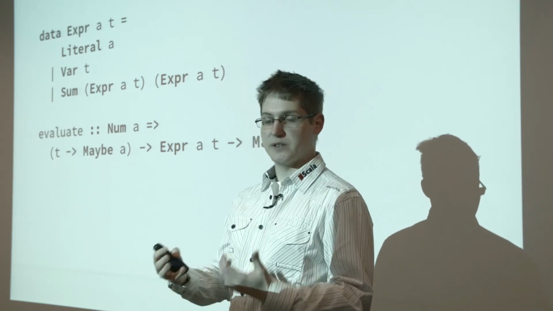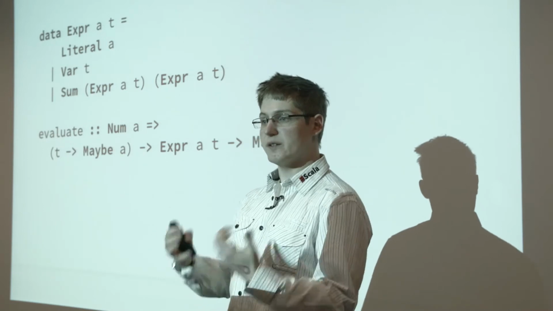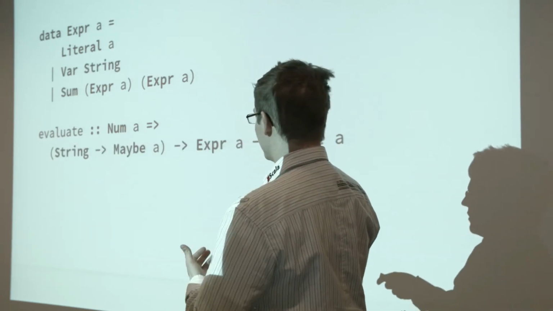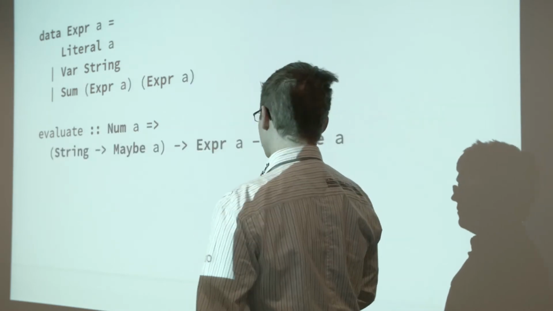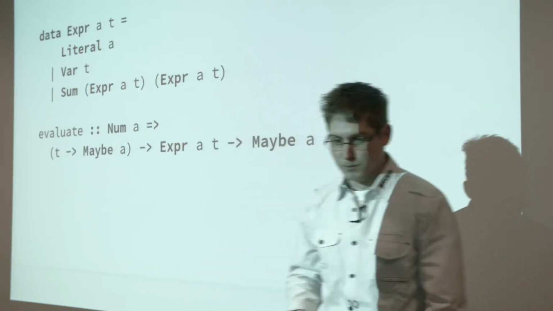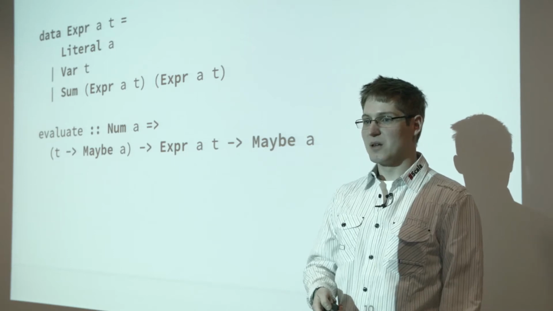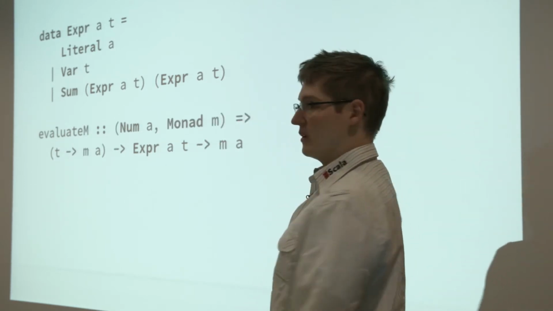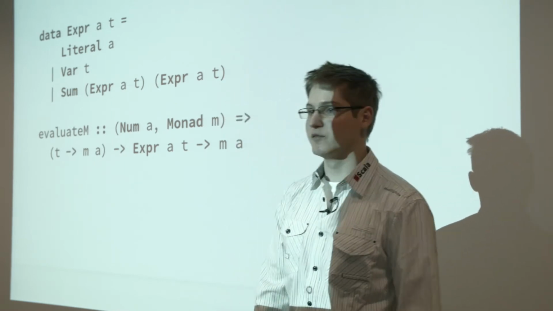It's naturally already there. We didn't use anything specific about strings, just the way we didn't use anything specific about integers here. Okay, one more step. Why are we always even using Maybe? I mean, we could just write that with any kind of monad.